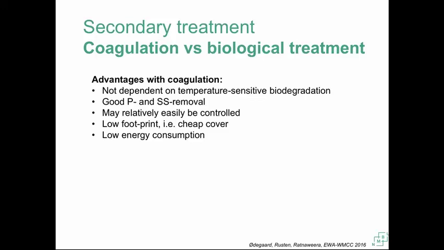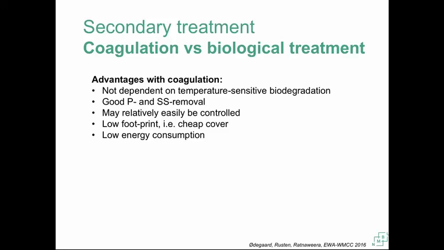The biggest advantage is that coagulation is often not so dependent or influenced by temperature effects as biological processes are. Chemical processes can remove phosphates and suspended solids remarkably. We have also seen Pernilla's experiments showing that almost all phosphates were gone after chemical treatment. And it's relatively easy to control, with a low footprint and low energy consumption.